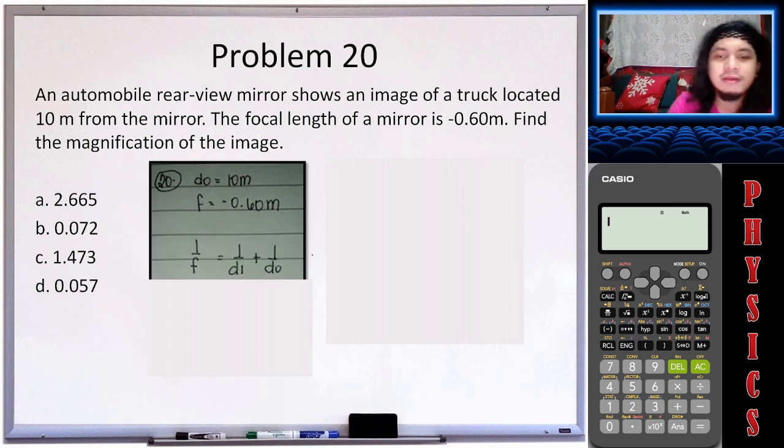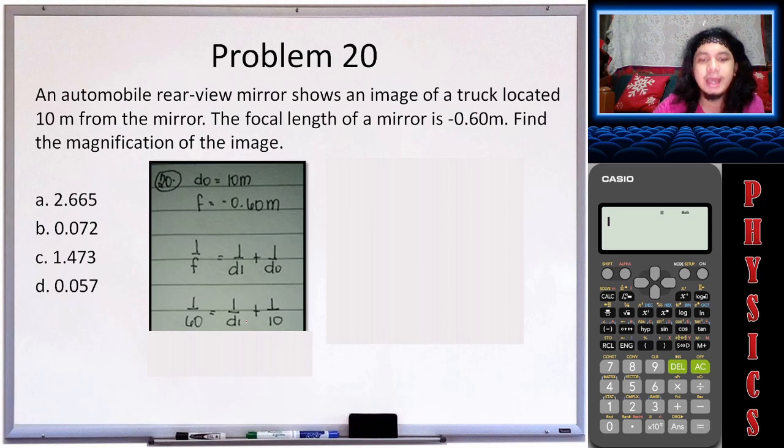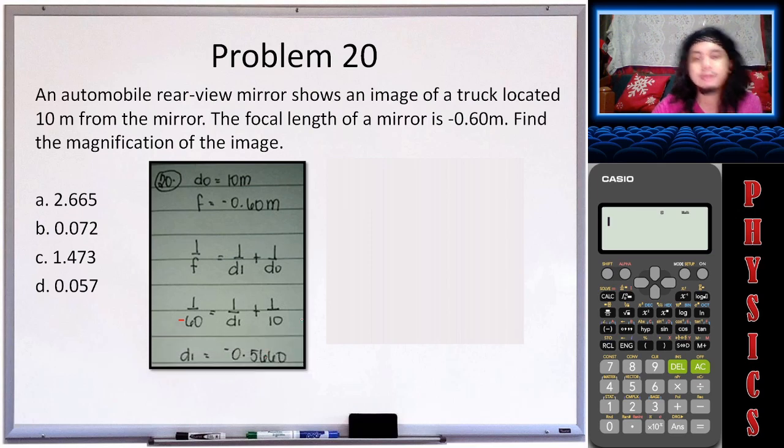And then, we have the formula. 1 over F equals 1 over DI plus 1 over DO. Okay. And then, siyempre, ipasok natin yung ating F, negative 0.60, and then yung ating DO, which is 10 meters. Nawalan ka ng negative. Lagyan na negative. And then, makukuha natin yung DI. Ayan. So, try nga natin sa calculator kung tama nga yung nakalagay dyan. Okay, solve natin. So, 1 over negative 60. Kasi walang nakalagay.